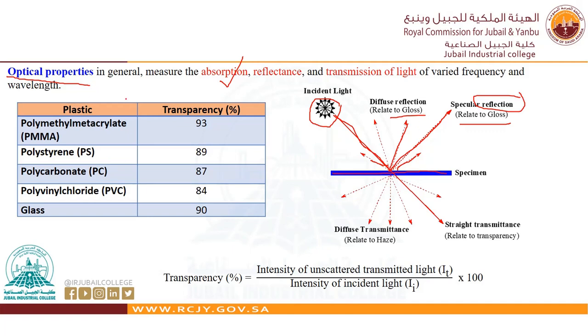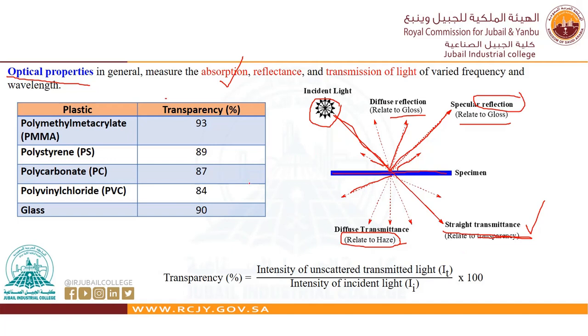But the transparency is related to the transmittance, and transmittance can also be two. We can have a straight transmittance in which the light passes through the sample without changing the angle. It comes straight, and this is called straight transmittance, and this is related to transparency. But it's also possible that the light will pass through the sample with a little deviation, and this is called diffuse transmittance, and this is related to haze, that is the cloudiness of the polymer.